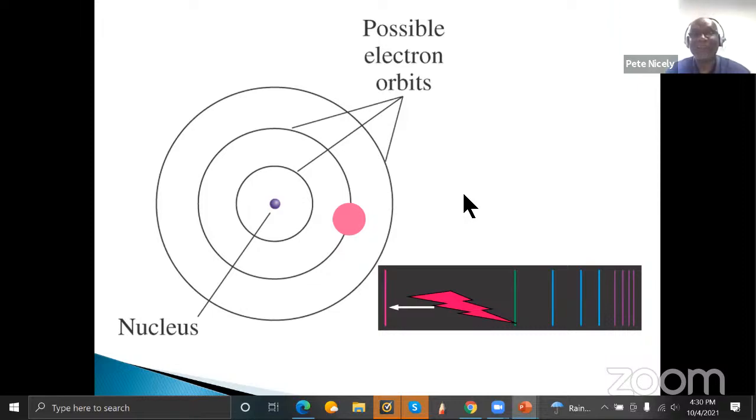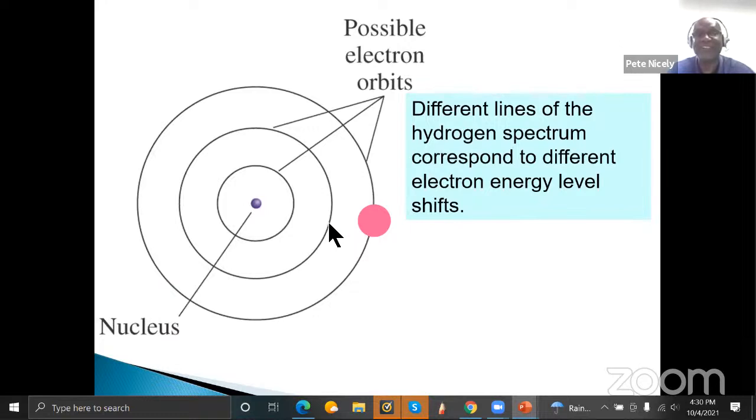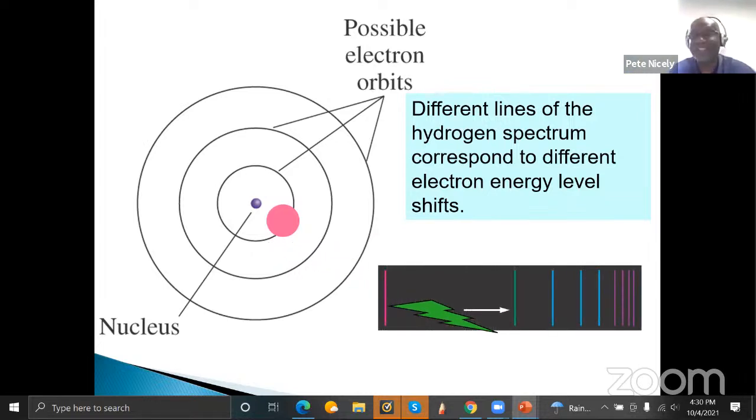Let's say instead of falling to the second orbit, the electron, which is in the third orbit from the nucleus, falls from the third orbit to the first orbit, which is the one closest to the nucleus. Then that corresponds to the formation of the green line, because according to the Bohr model, the energy gap between the third orbit and the first orbit will be equal to the energy that is produced when the green light is produced as a result of that transition. All right, so that's basically how the Bohr model works.